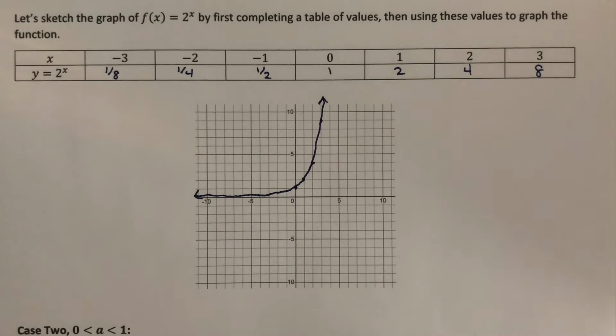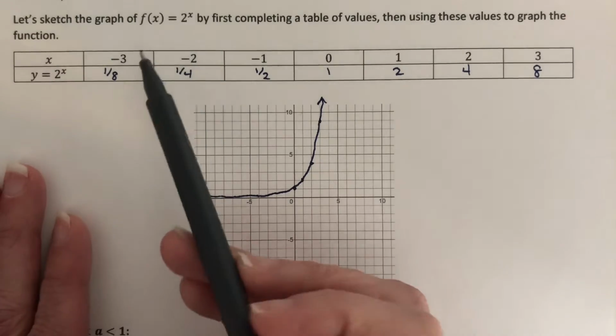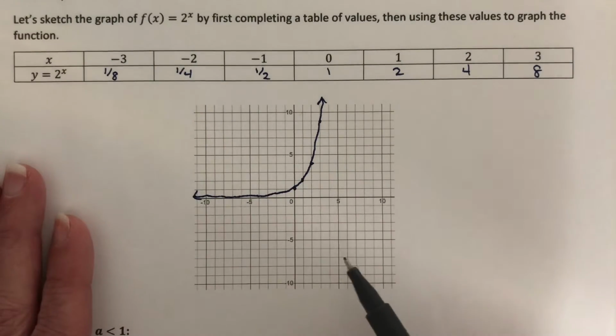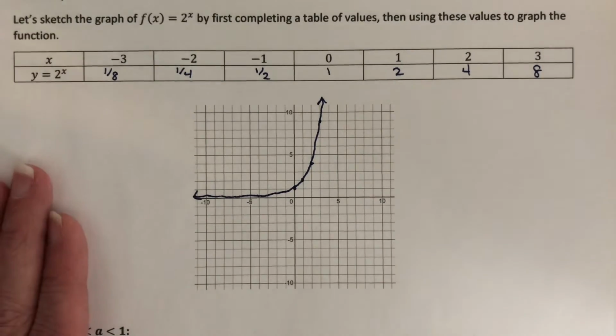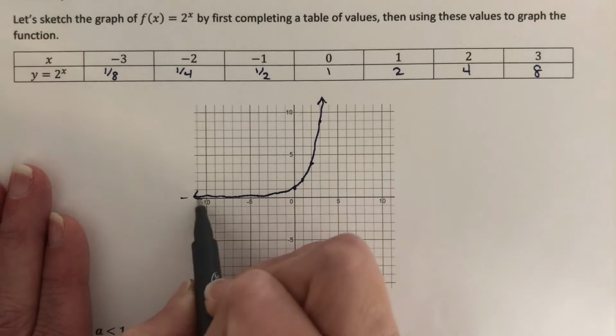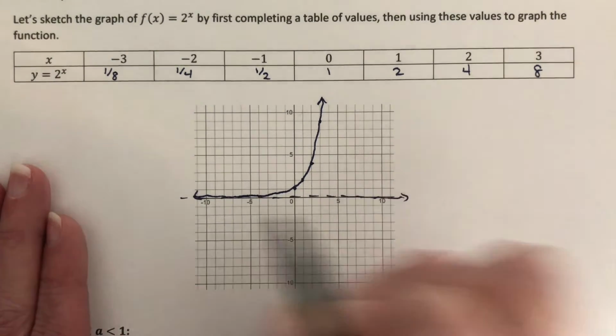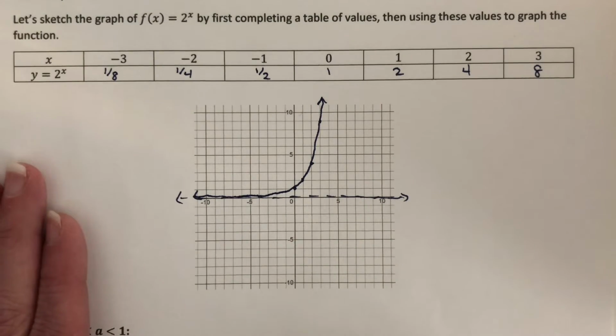Now it turns out there's no value of x that you could possibly plug in that's going to give you a negative answer. It's just never going to happen because negative exponents create fractions and reciprocals. They don't create negative answers. So it turns out that the x-axis is a horizontal asymptote you're never going to cross.